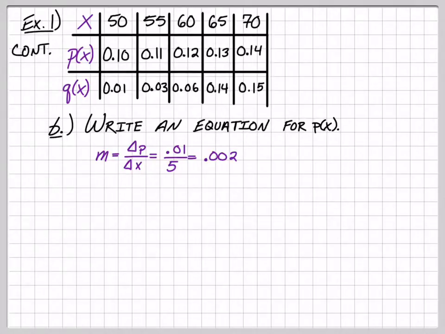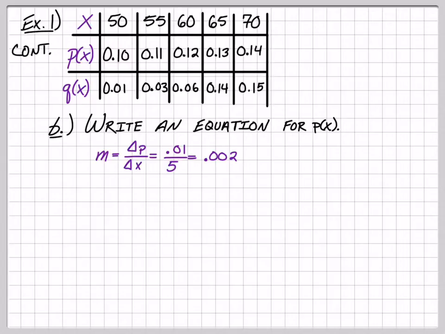Awesome. We got our slope. We looked at the change in the outputs over the change in the inputs, got our slope. Great. Now what do we do? There's still a couple other components that a linear equation would have. You need to either use a point, or you need to know maybe what the y-intercept is.